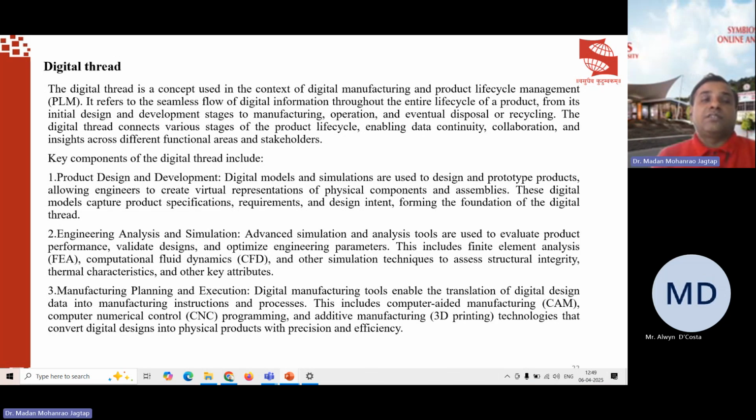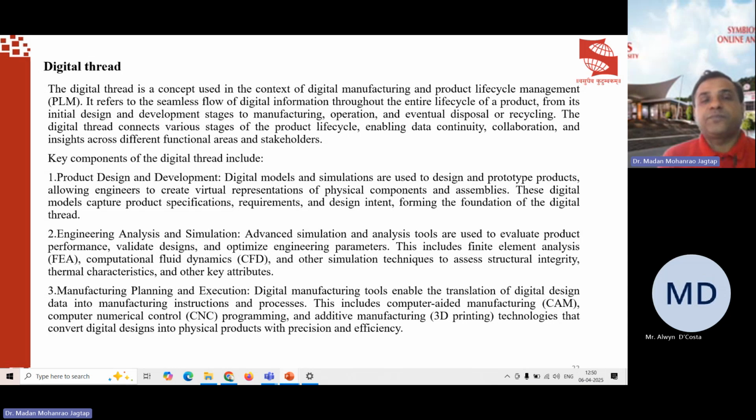The uniqueness of any product can be identified with the help of digital thread. It means if I take one product, there is a particular digital thread aligned with that particular product. When I shift to manufacturing a different product, there is a specific digital thread assigned with that next product.